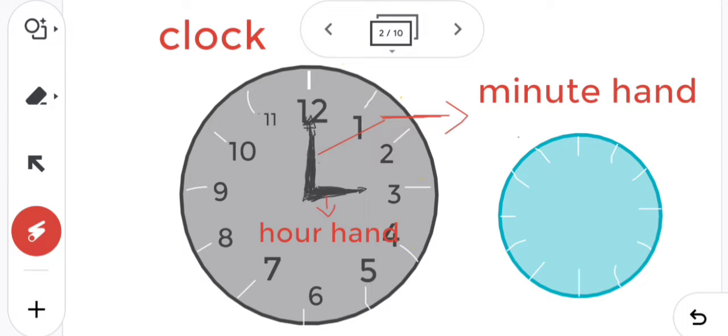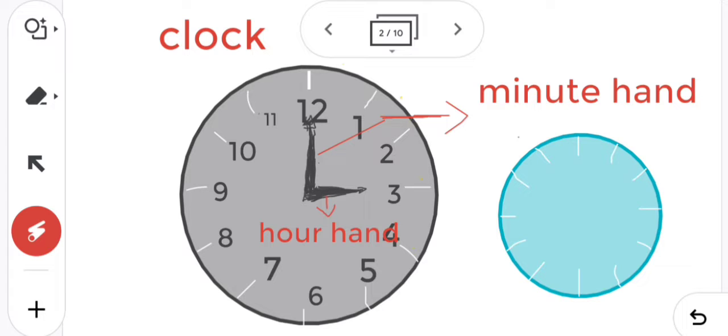In the clock, the main thing you are learning first is the 2 hands. In some clocks there will be 3 hands, but in most clocks there will be 2 hands. The shorter one is called the hour hand, and the longer one is the minute hand. The shorter one shows the hour, how many hours it is, and the longer one shows how many minutes it is.